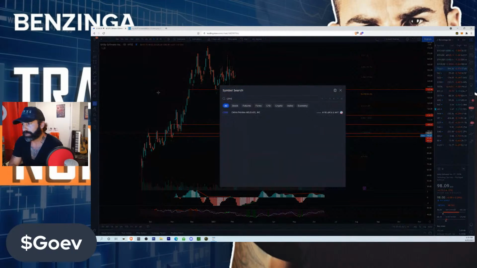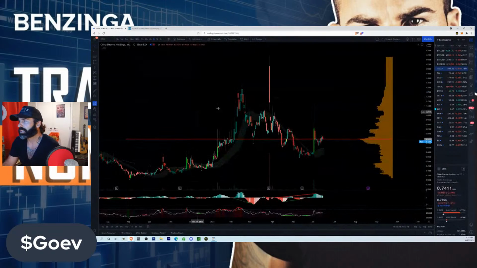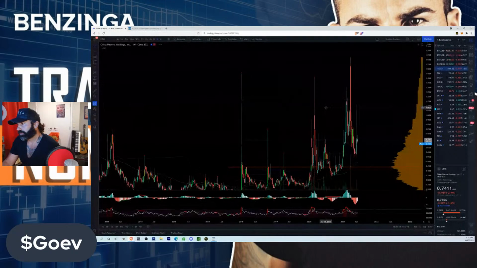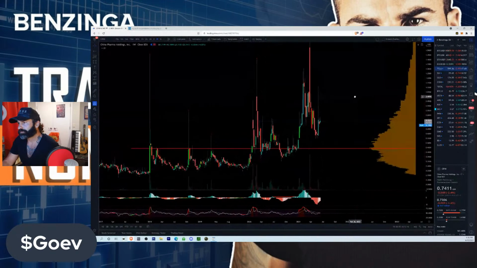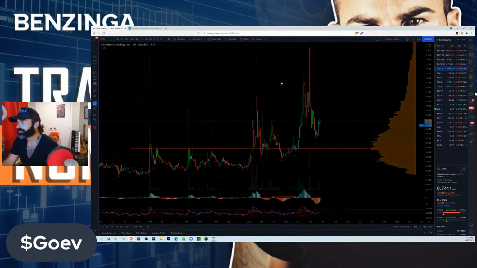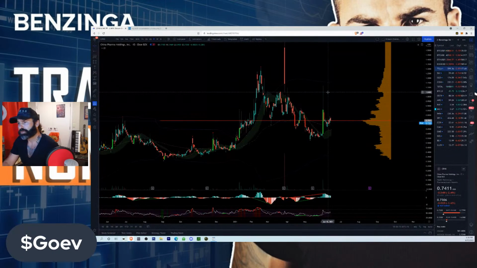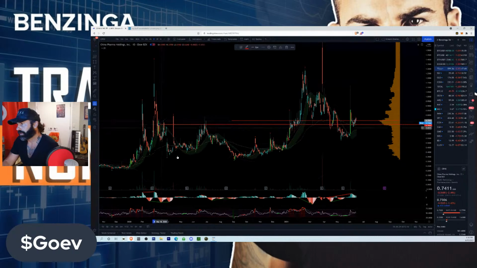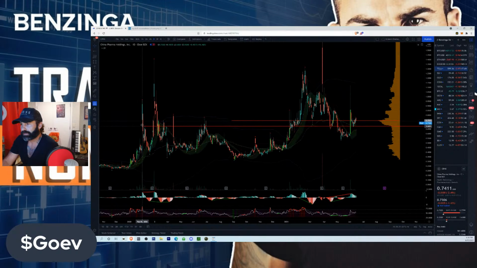CPHI, this is one I'm not familiar with, but we could take a look at it all the same. This is another choppy one. Stuff like this, these big old wicks worry me. But if we're just looking at levels here, historically on the daily chart, I like this one, right? At about 70 cents, you've got some wicks back here to 70 cents.